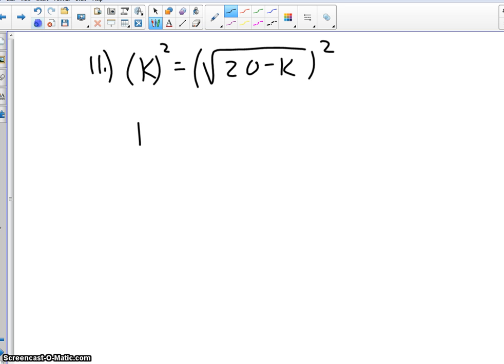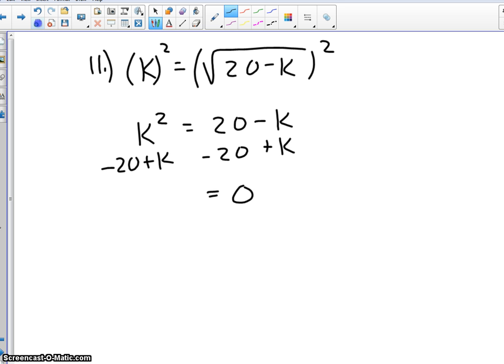When you do this, you end up with k squared on the left. On the right, you have 20 minus k. So we've got a power of 2. Quadratics are back. They never actually went away. That was last unit, and we ran into them again. How do you solve it? You've got to set it equal to 0. Subtract 20 and then add k to both sides. So if you subtract 20 and add k, the right side becomes 0, and the left is k squared plus k minus 20.